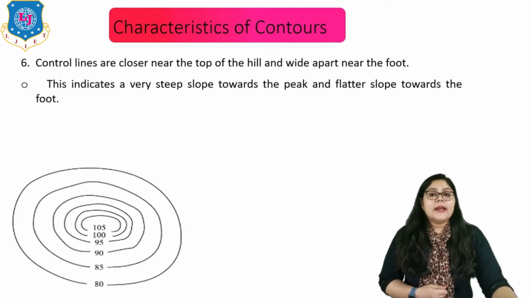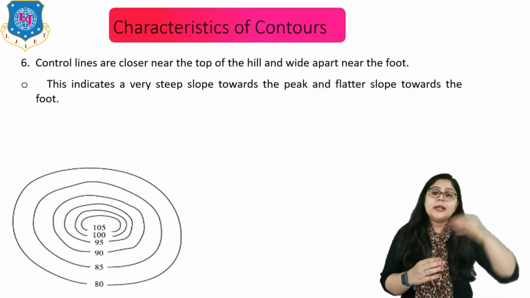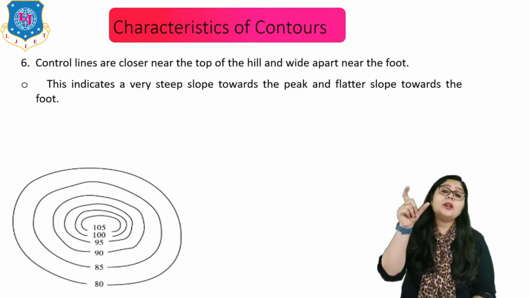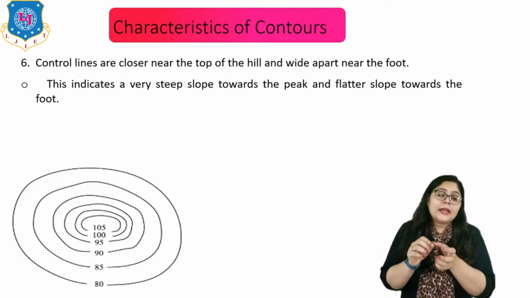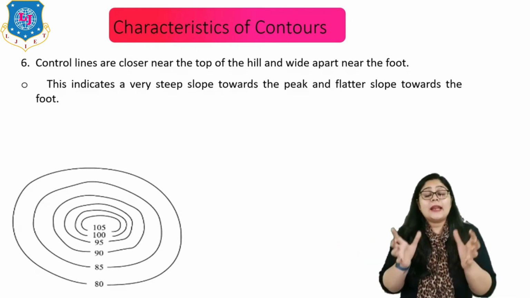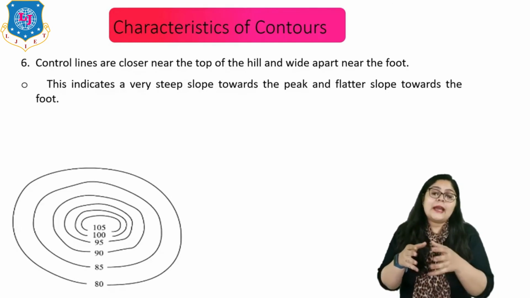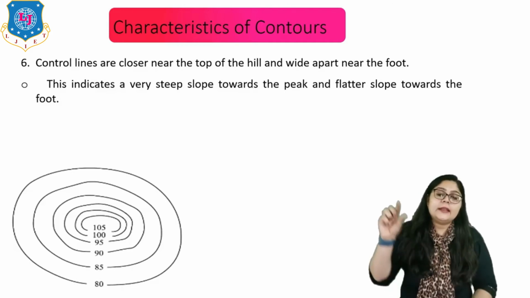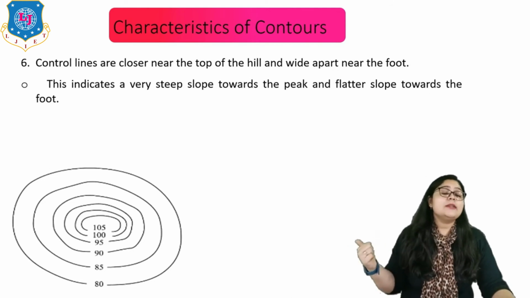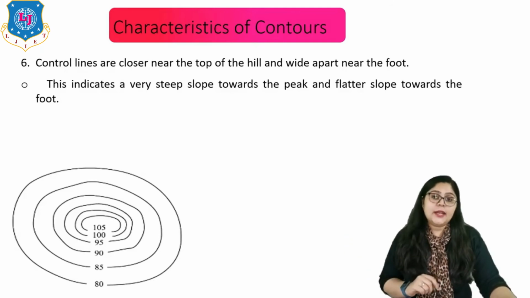Now the next characteristic says that contour lines are close near the top of the hill and wide apart near the foot. As I said, the slope is steeper at the peak, but when you go to the foot, it tries to get flatter. So in this figure you can see the lines are congested because the slope is steep. As the slope decreases, the lines have more spacing than at the peak portion. So it is all about hilly area. Here again you can see the center value 105 indicating that it is a hilly condition, right?